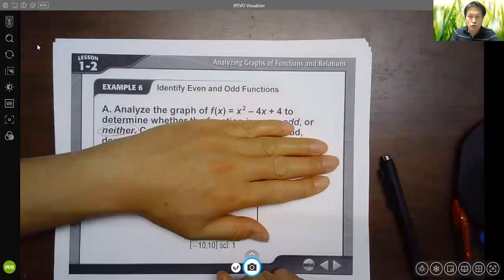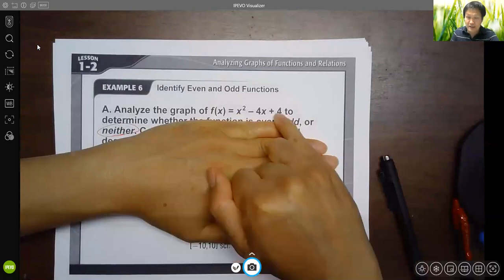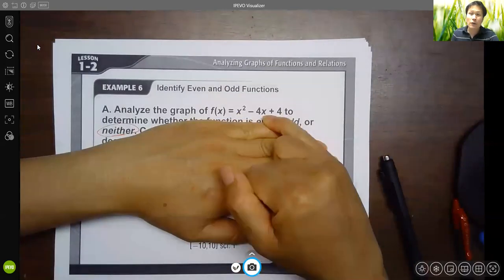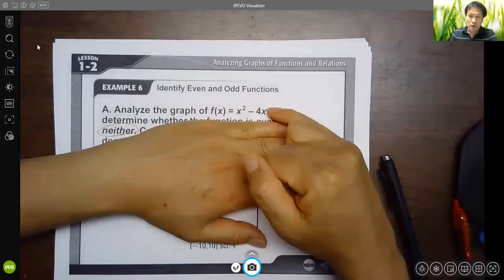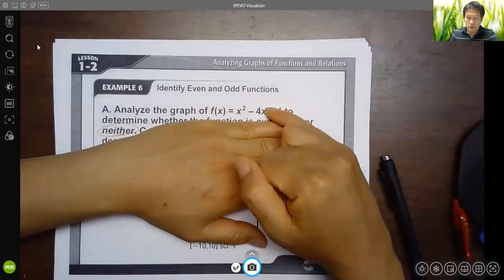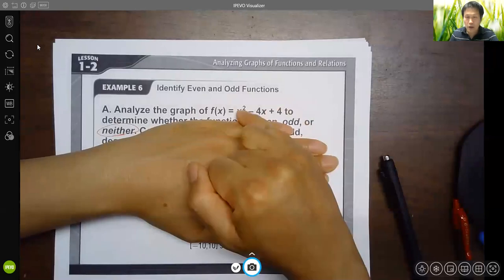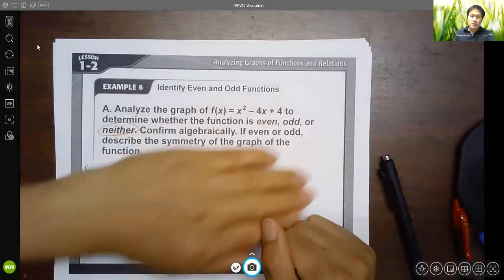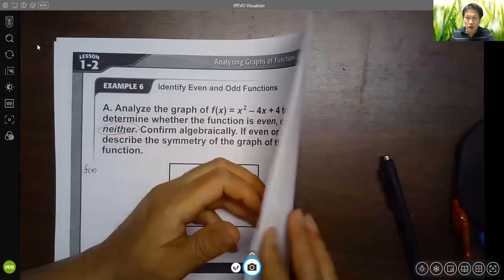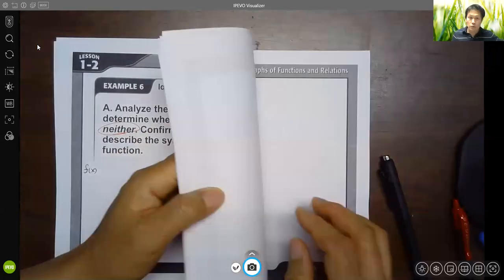Power of x, 2, even power. Power of x. x doesn't have a power. What does that mean? First power. x means actually first power. 1 is odd power. Even power, odd power, busted already. Neither. So that's another shortcut. Without graphing a variable, you can do that.